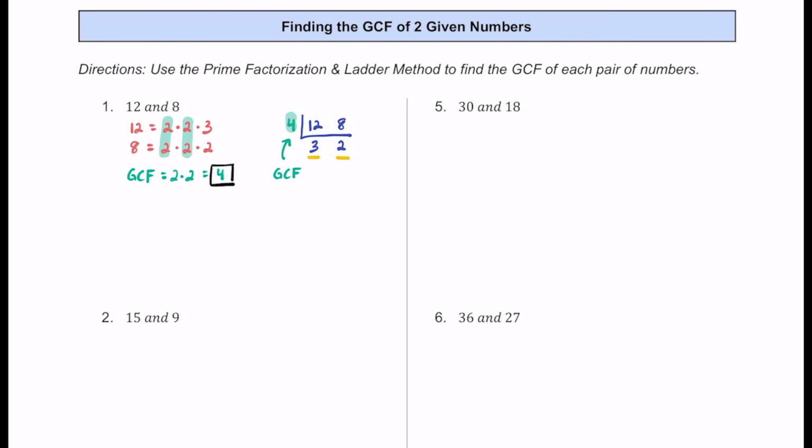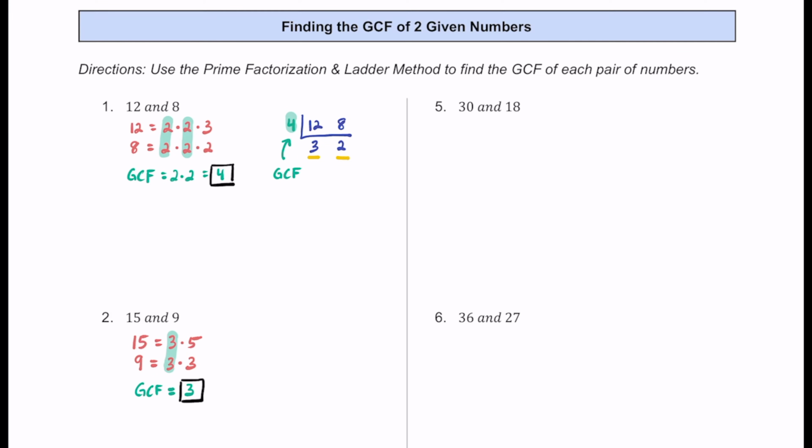Alrighty, for number 2, we have 15 and 9. So I'm going to write this 15. For the prime factorization, I think we can divide by 3, which is a prime number, and it would be 3 times 5. And then for 9, 9's a pretty short one too. It just breaks into 3 times 3. So very short prime factorizations. Now, what do they have in common? It looks like they just have the 3 in common here. So if there's only one thing in common between the two, it's just that 3, then 3 would be the greatest common factor between 15 and 9.